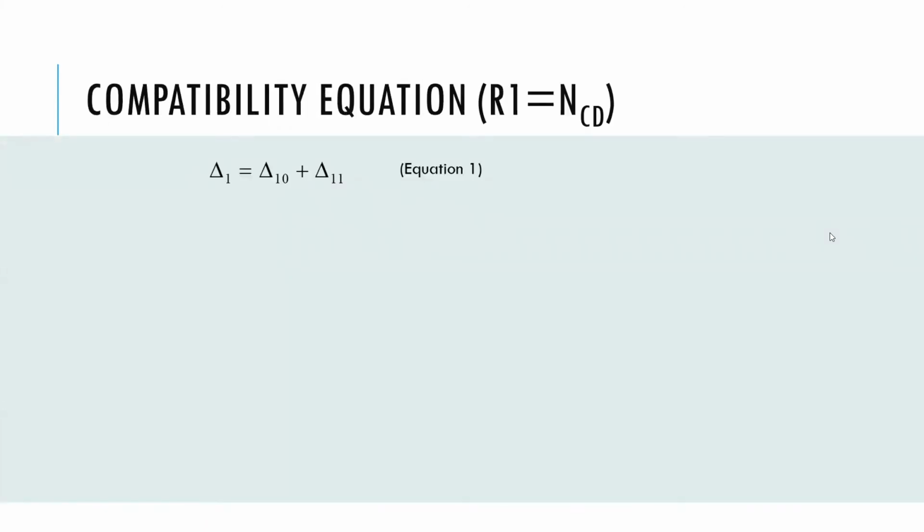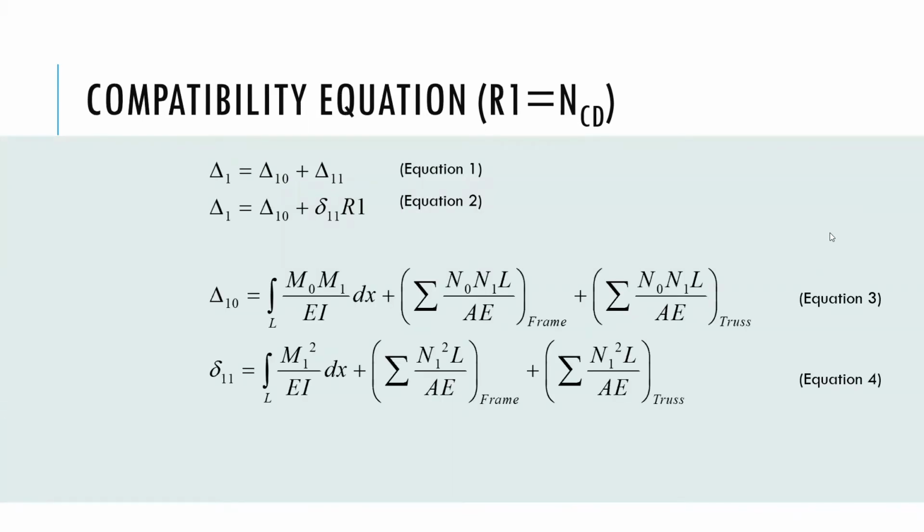Then we can write a series of compatibility equations. Equation 1 shows the compatibility equation for a structure with one redundant, and it can be further expanded as in expressions 2 to 4. It is to note that delta 1,0 and delta 1,1 involve both moment and axial forces in solving composite structures.